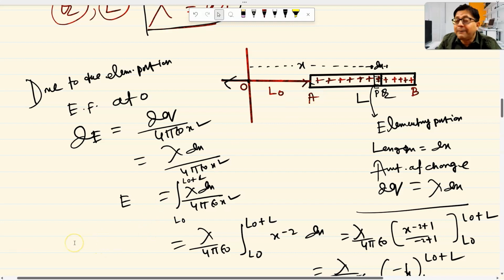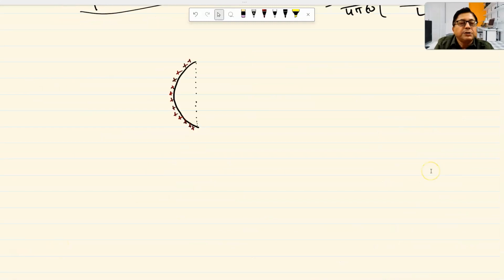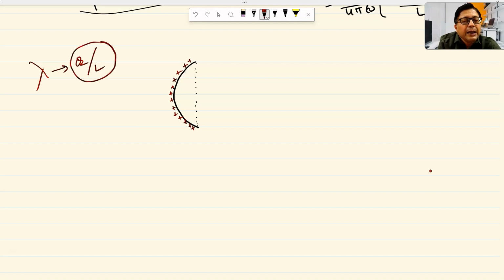Now let us find electric field strength due to a charged circular wire. For a charged circular wire, let us start with this problem. This is a semicircular wire. Its line density of charge we are taking lambda, which is equal to Q by L if the charge is given and radius obviously known, then L will be pi r. So lambda is going to be Q by pi r. Your problem is to find electric field at the geometric center of the semicircle.